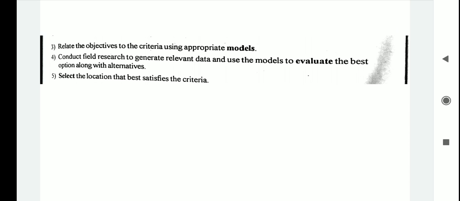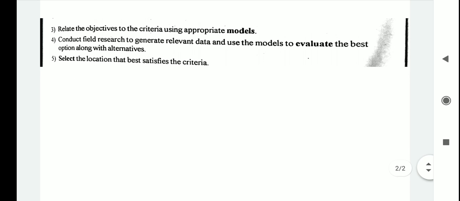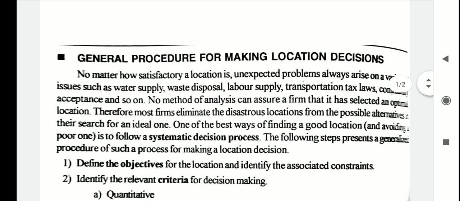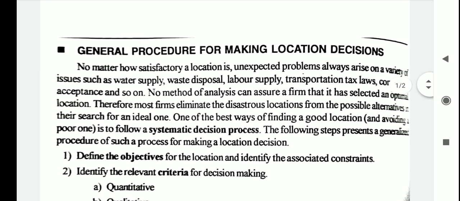The fifth one is the selection of the site. A careful analysis of all the factors influencing the location decision should lead to the best selection, one that both meets the objectives of the organization itself and also provides benefits to the community as well. So this is about the general procedure for making location decisions. Okay, thank you.